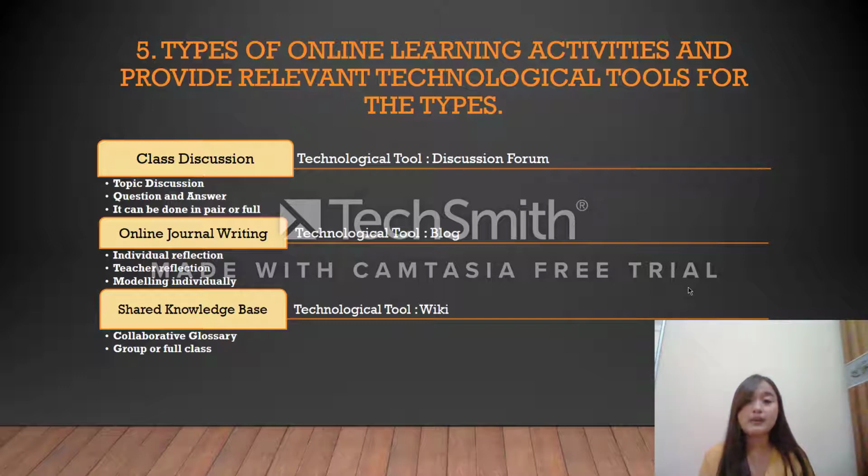And the second is online journal writing. For online journal writing, the technological tool we can use is a blog. In a blog, you can use individual reflections, teacher reflections, and also modeling individually. And the next is shared knowledge base. For these learning activities, we can use technological tools like a wiki. In a wiki, we can use a collaborative glossary, and it can be for a group or the full class.